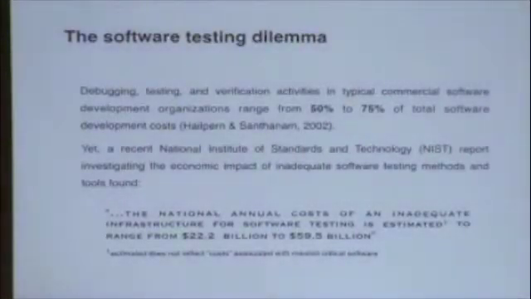So today, it's not uncommon for you to hear about software projects that run up costs of $100 million, right? So think of what we're talking about here. We're talking about big numbers, right?